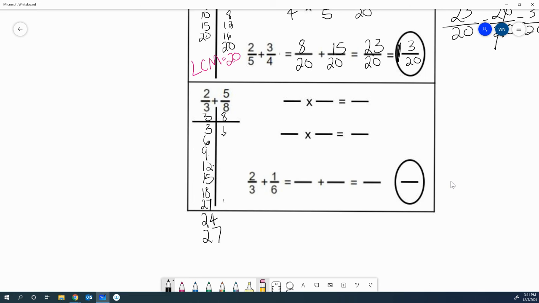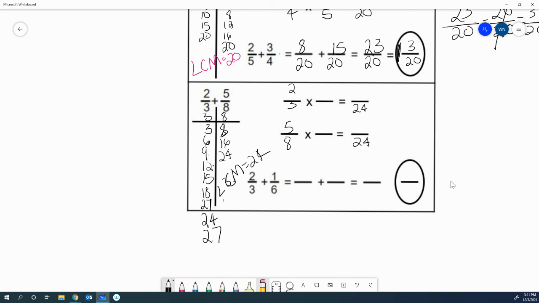All right, let's do our 8s. We've got 8 times 1 is 8. 8 times 2 is 16. 8 times 3 is 24. There it is. My LCM is 24. So I hope you brought your fractions over. You had 2/3 equals something over 24. And 5/8 equals something over 24.